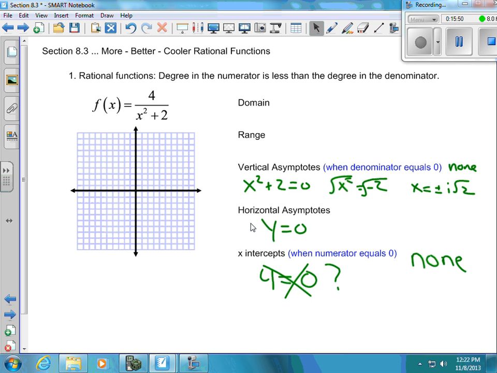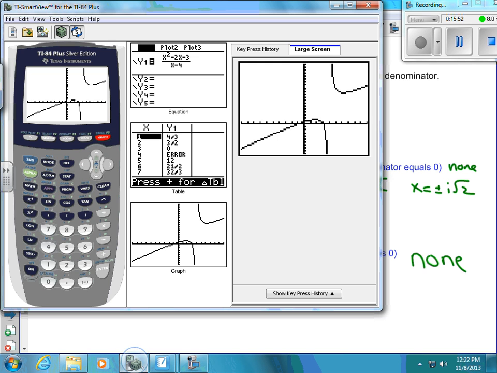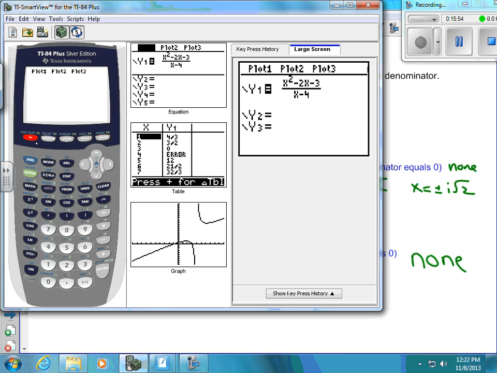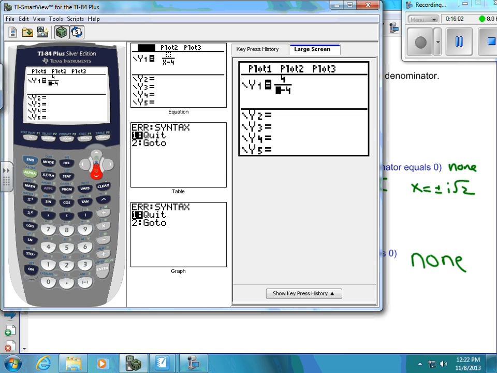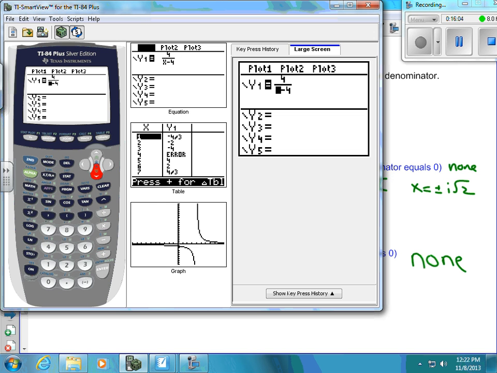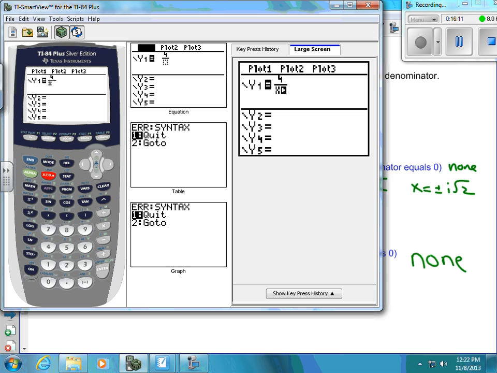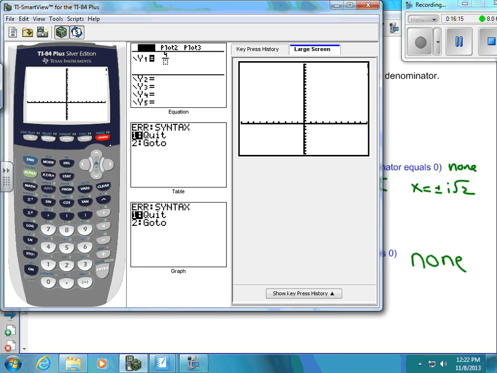Domain and range. Once again, we're going to look at the graphing calculator to try and get our domain. And this time we're going to do the range just for fun. So I'm going to go up to my numerator. I'm going to clear this out. Type in 4 divided by x squared plus 2. Let's graph it. Let's see what we get.